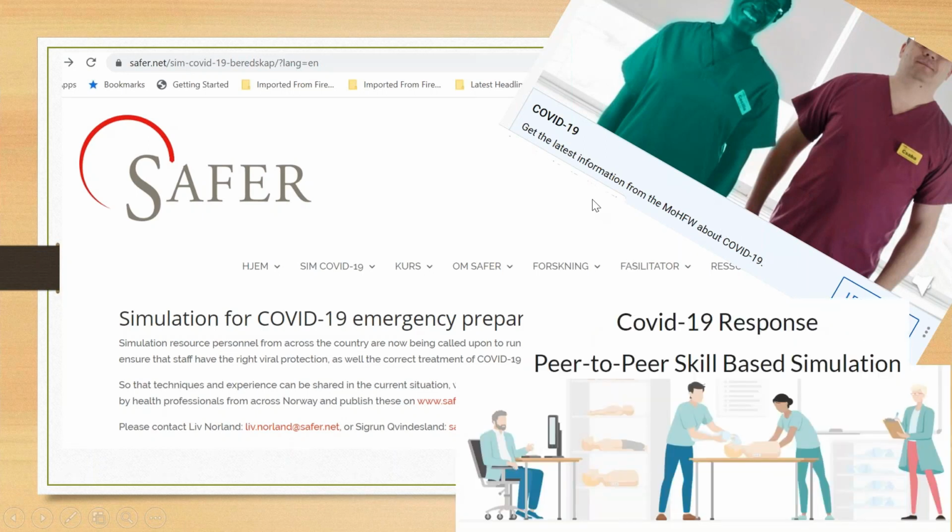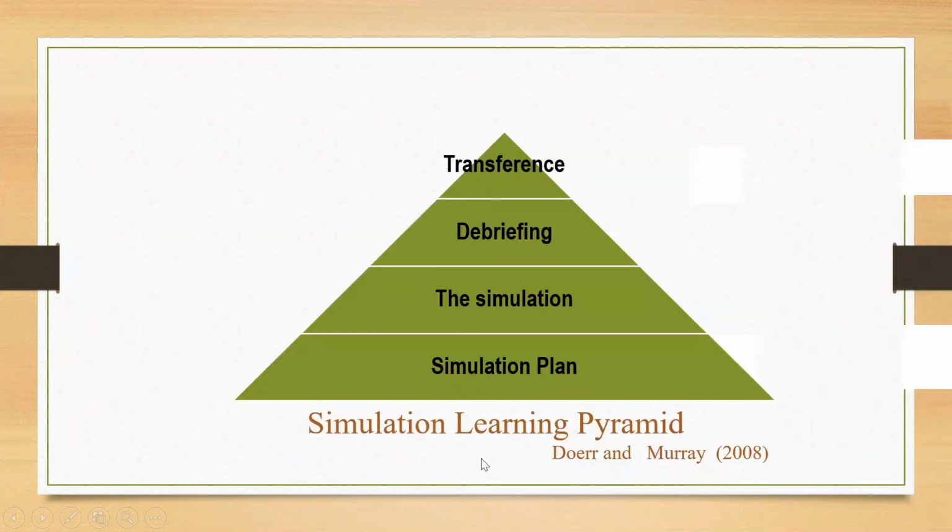A lot of free resources are available at the Ministry of Health and Family Welfare site also. And there are peer-to-peer skill simulation models, also for the COVID-19 response. They start from a very simple patient you just want to send home, up to a very severe patient. So that is the relevance which is coming up. That is what the whole thing is all about.